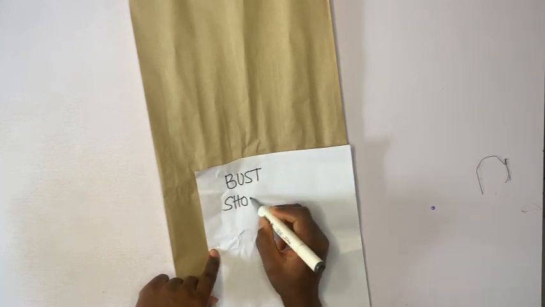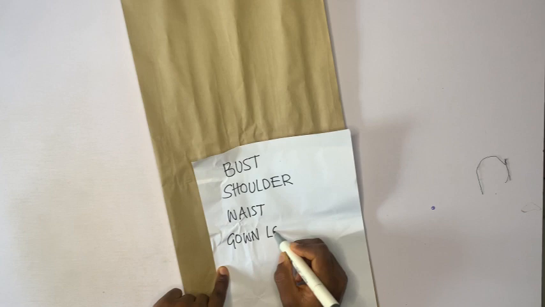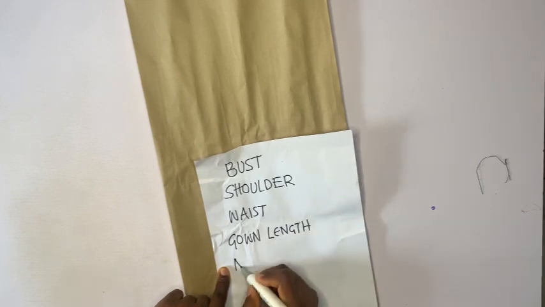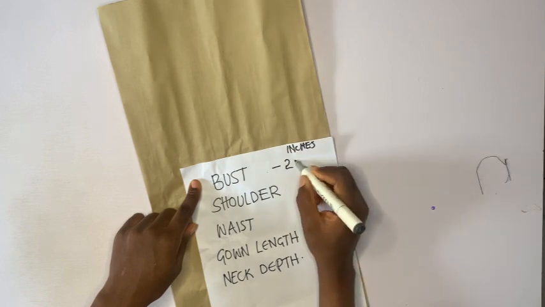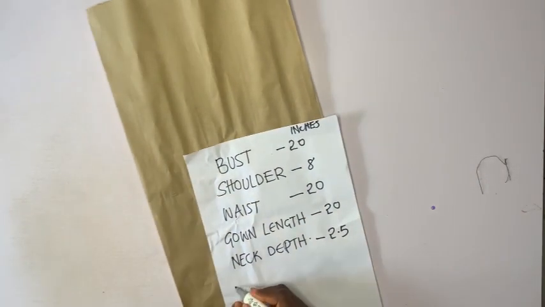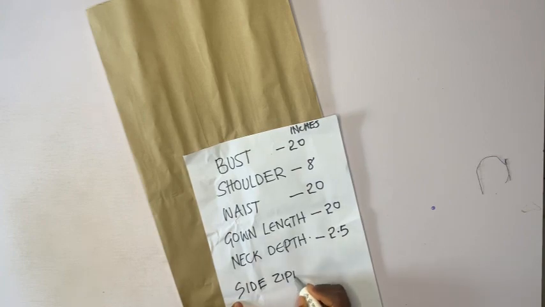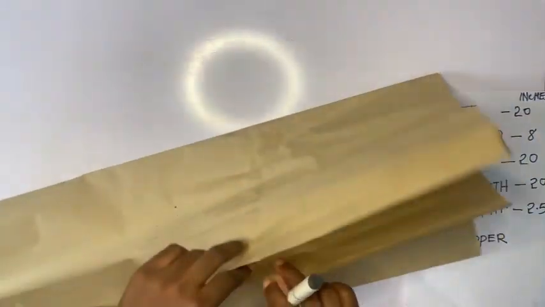So I'm going to be making use of bust measurement, shoulder, waist, the gown length, the neck depth. Note that all these measurements are in inches. So for bust 20, shoulder height, waist 20, gown height 20, the neck depth 2.5 inches. Note that the zip is going to be at the side. So let's get into it.